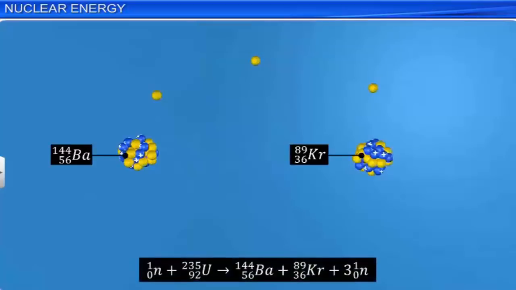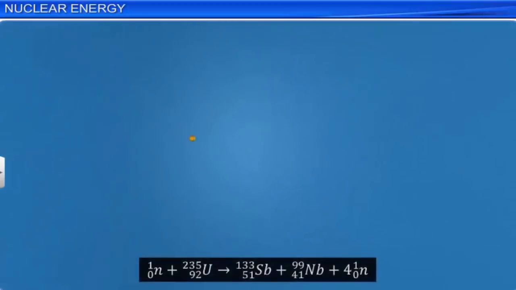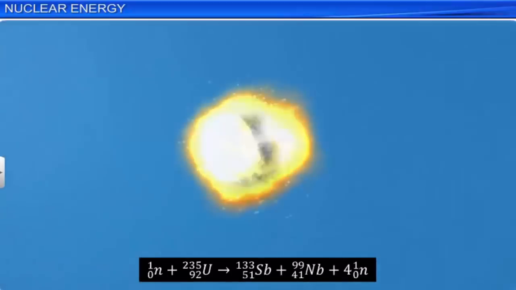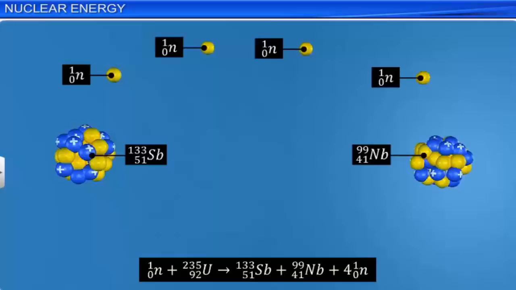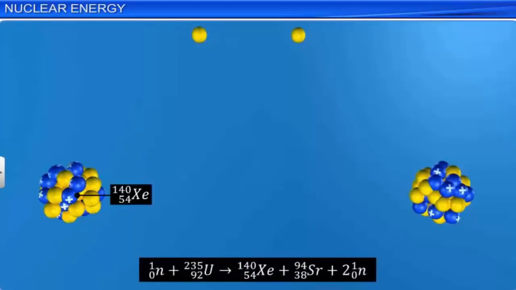When uranium-235 absorbs a neutron, it becomes unstable and undergoes nuclear fission. The fission products are barium-144, krypton-89, and 3 neutrons. It is also observed that in such type of fission, the products need not always be barium and krypton. The fission products of uranium-235 can also be antimony-133, niobium-99, and 4 neutrons, or xenon-140, strontium-94, and 2 neutrons.